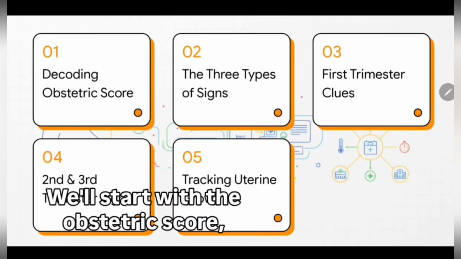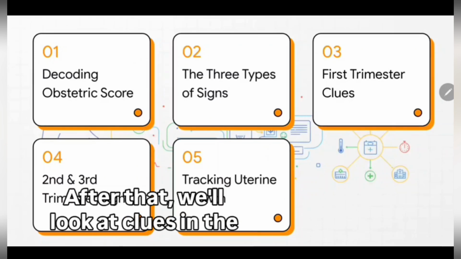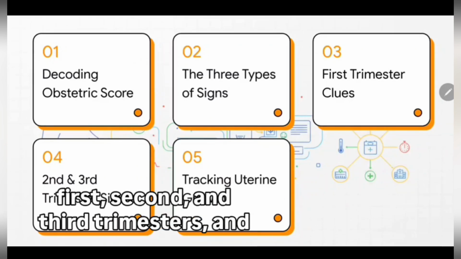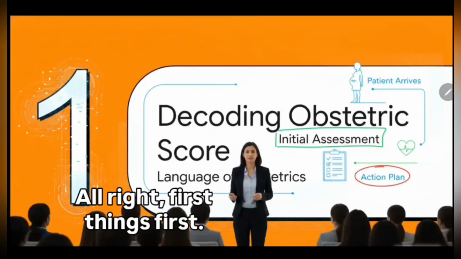We'll start with the Obstetrics score, then discuss the 3 types of pregnancy signs. After that, we'll look at clues in the first, second, and third trimesters, and we'll wrap up by learning how to track uterine growth. All right, first things first.